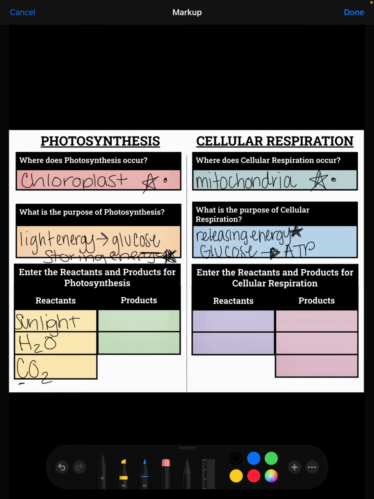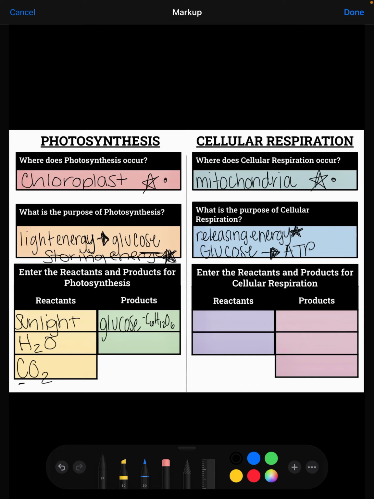What is produced from photosynthesis? Well, right here we took that light energy and we made it into glucose. So one of the products is going to be glucose or sugar. Remember, that's also known as C6H12O6. I'm not going to require you remember that, but for the process of recognizing it, it's very important. What is the other product?